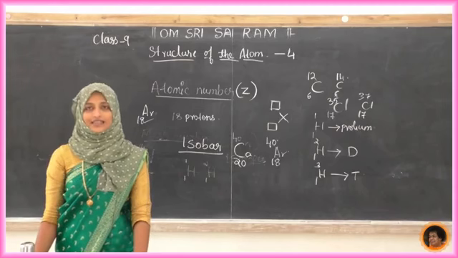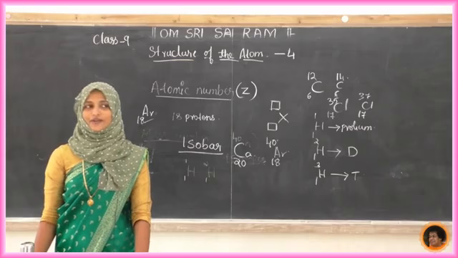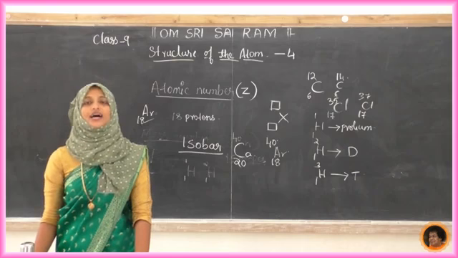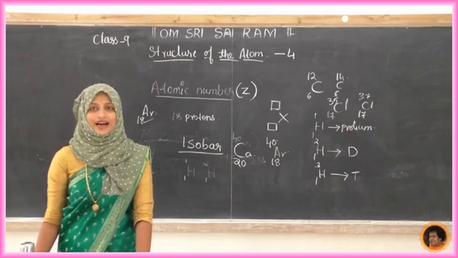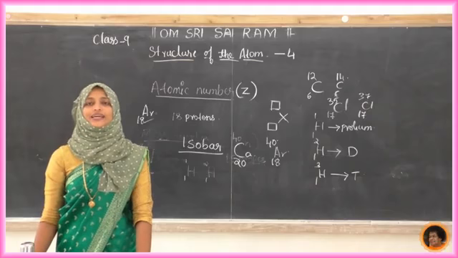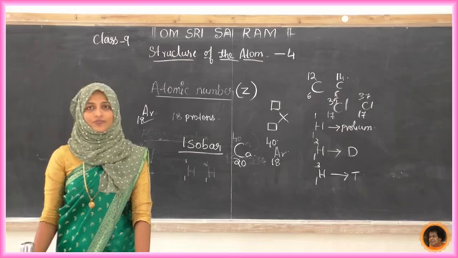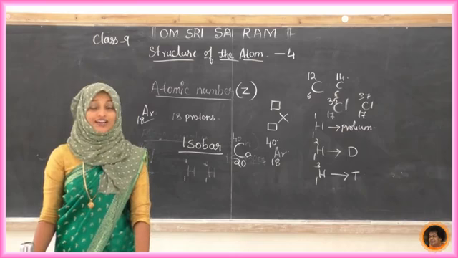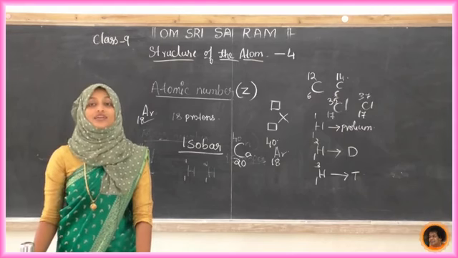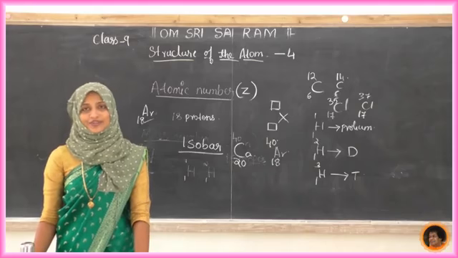Define the term valency. Second question: differentiate between isotopes and isobars by taking an example. Next question: write down the applications of isotopes and isobars. One more question: we know that atomic number is represented by the capital letter Z. What is the representing symbol of mass number?